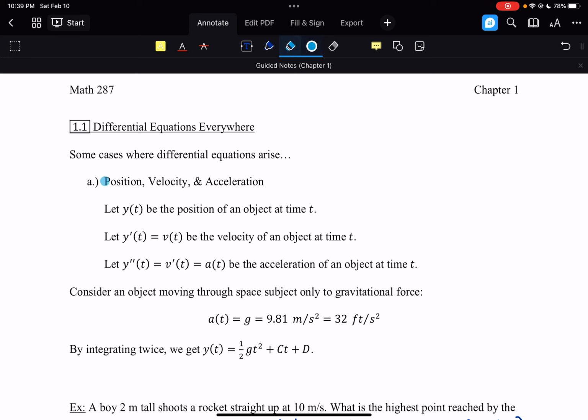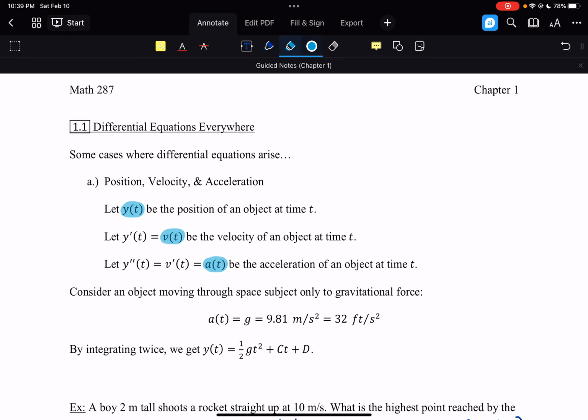The first primary example would be the idea of position, velocity, and acceleration. So you learn in calculus that the derivative of the position of an object is given by the velocity. The derivative of the velocity is the acceleration. We can establish those using functional notation. So we have y of t is the position of an object, y prime of t is velocity, y double prime of t, or derivative of velocity, is acceleration of an object at time t.